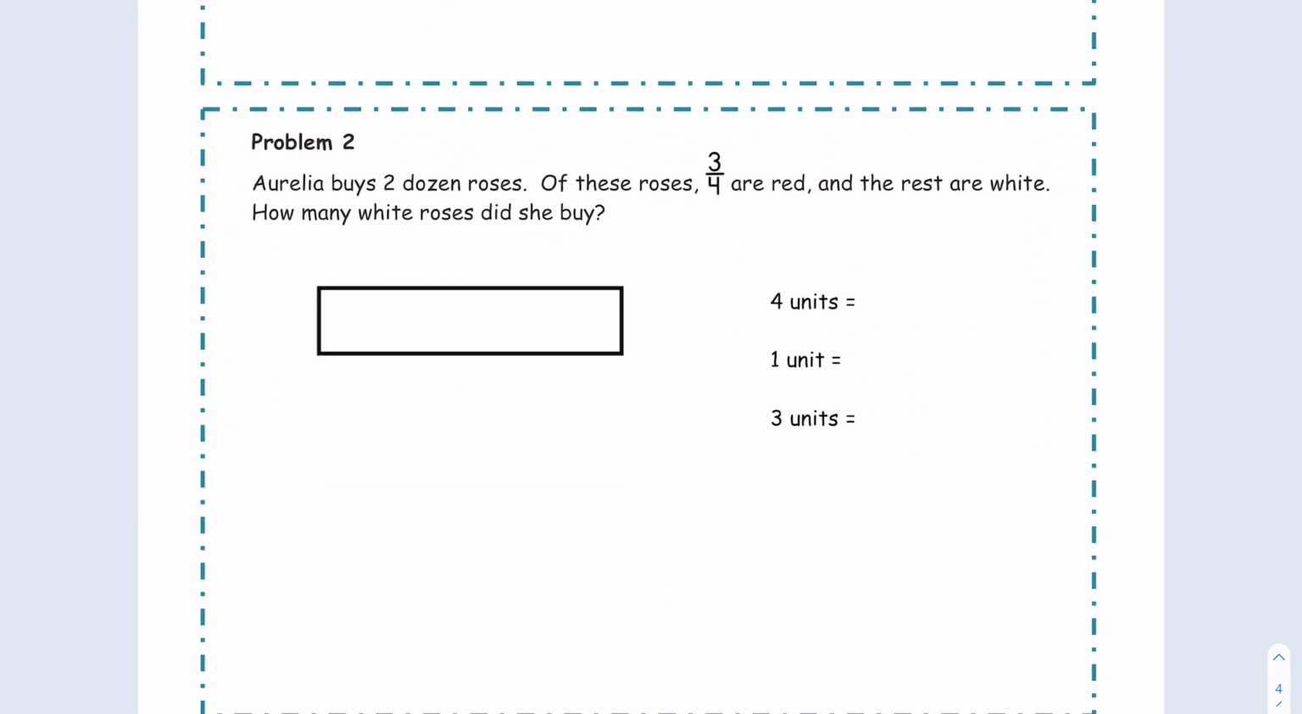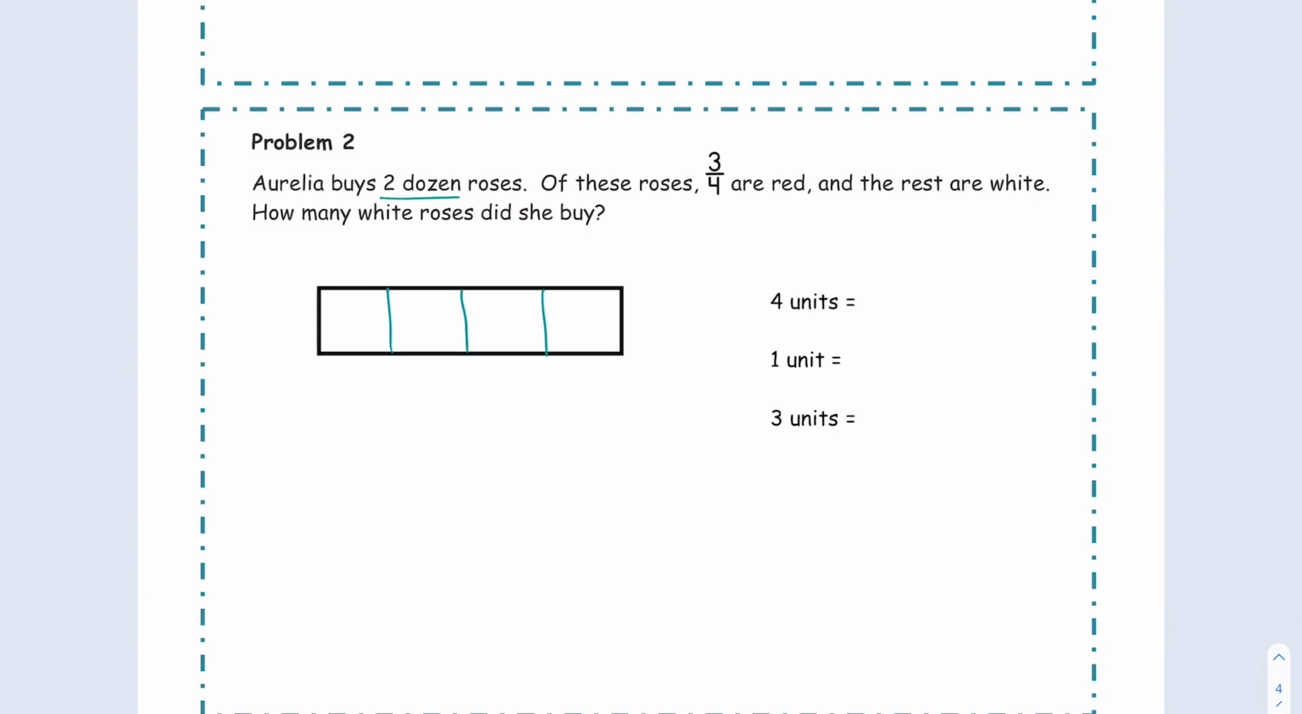Ariella buys 2 dozen roses. Of these roses, 3/4 are red and the rest are white. How many white roses did she buy? Okay, so the first thing we have to do, how many equal parts do we need? The denominator is 4, so we need 4 equal boxes.